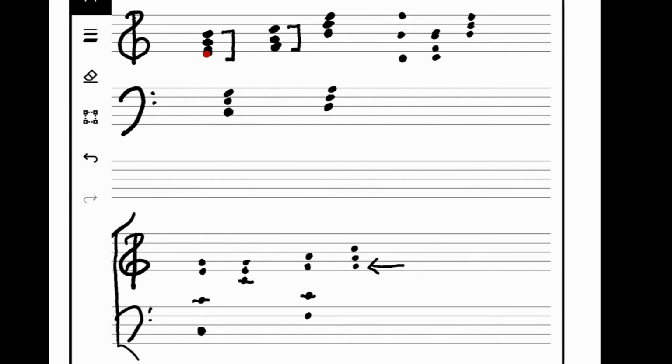We've already said the bottom note is the root. So here, for example, is the root. And the note that is a third above the root is called the third. And the note that is the fifth above the root is called the fifth. Ta-da! That's the basics of triads and how they're constructed. We'll get more into triad quality later on.